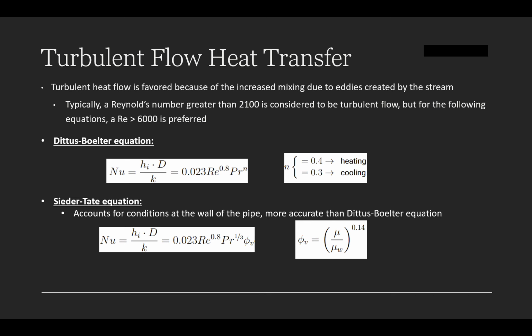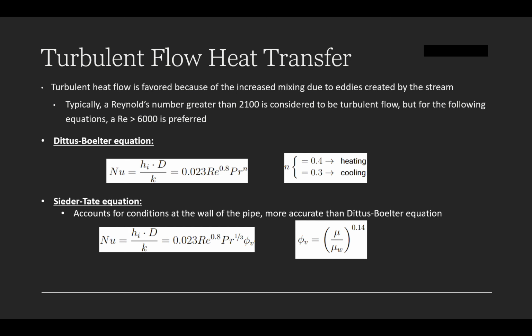Turbulent heat flow is favored because of the increased mixing due to eddies created by the stream. Typically, a Reynolds number greater than 2100 is considered to be turbulent flow, but for the following equations, a Reynolds number greater than 6000 is preferred.